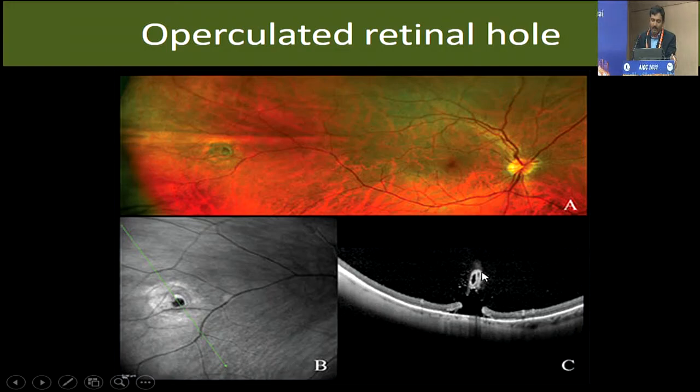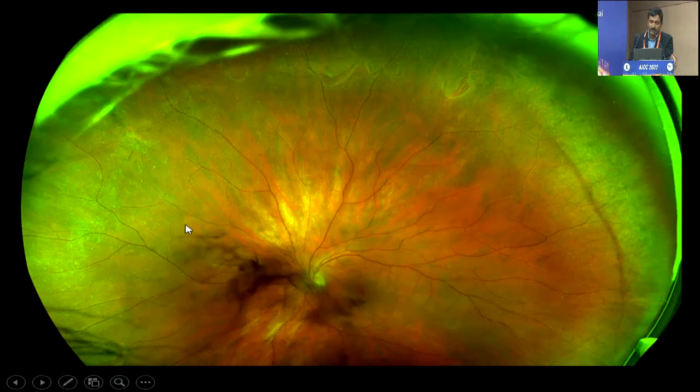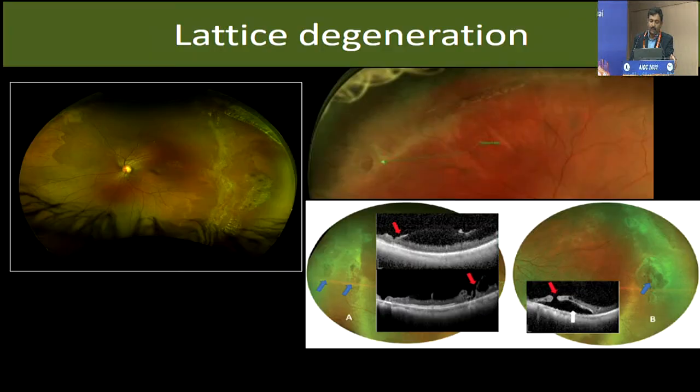Operculated hole: you can clearly make out the operculum with ultra wide field imaging of the extreme periphery, which conventional imaging would have missed, and multiple HSTs. I would say ultra wide field fundus imaging, if you do the imaging meticulously, can help especially comprehensive ophthalmologists, those who are not well versed with indirect peripheral examinations.